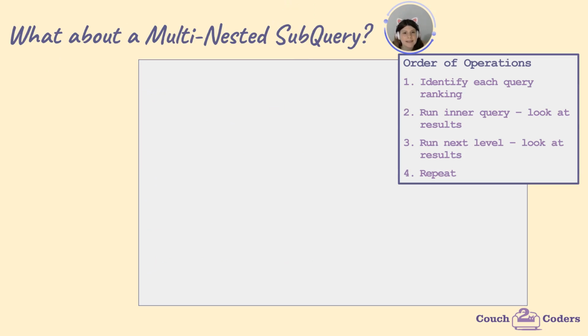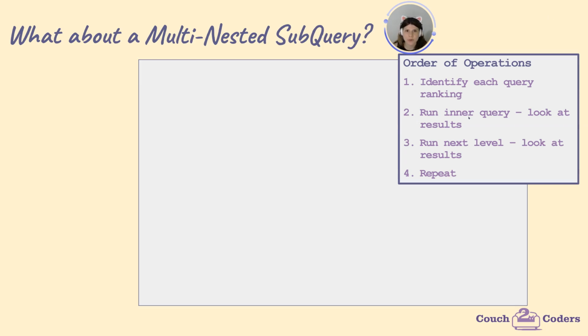So how do we do a multi-nested subquery? In this box to the right-hand corner, I have our order of operations. If you're given a really complicated query and you're trying to figure out what it does, I always follow these same marching orders. First, identify each query ranking. Find the innermost query and then work your way out.